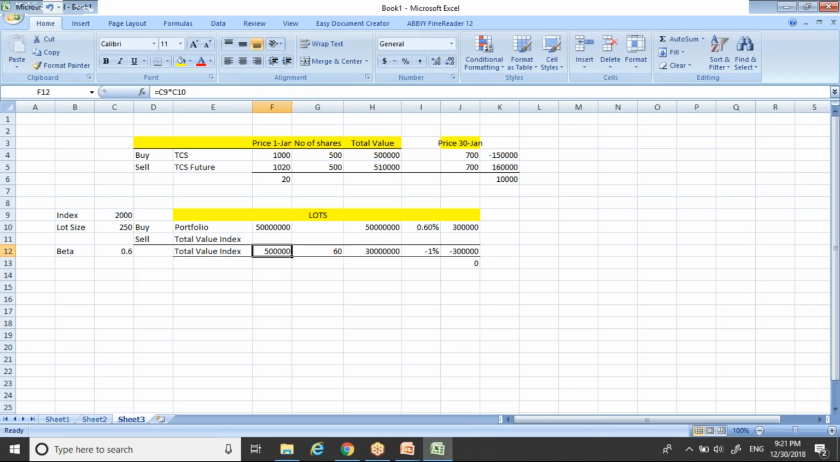Because otherwise it will not give you good results. If the beta goes from 0 to 4, then you have to reduce the lot sizes. So you have to reduce and increase the lot size as the beta changes.